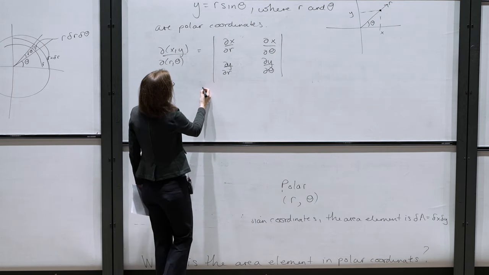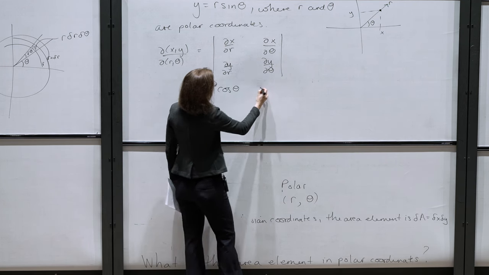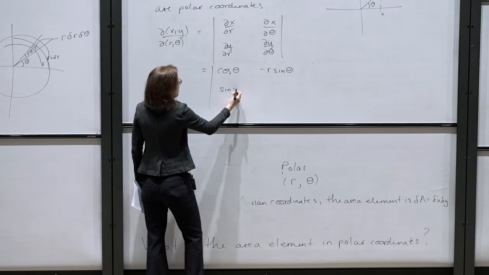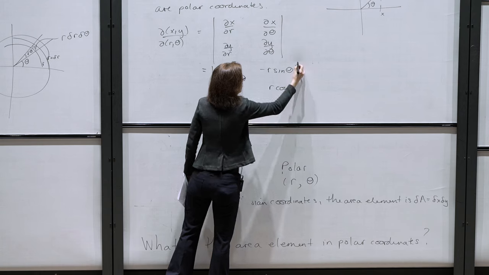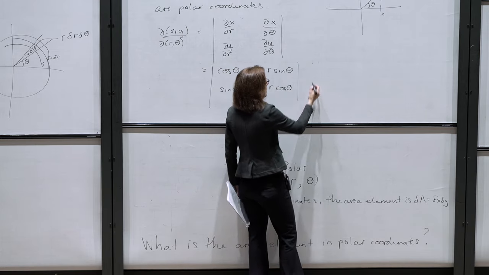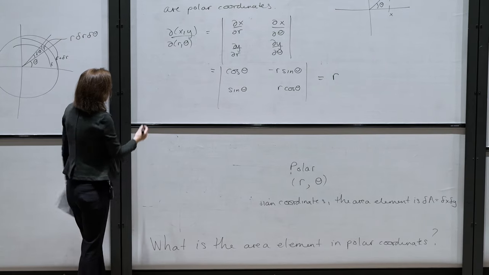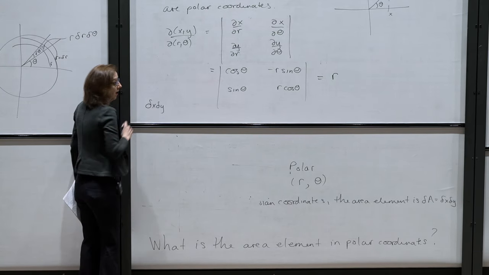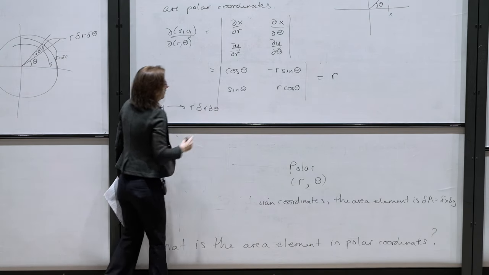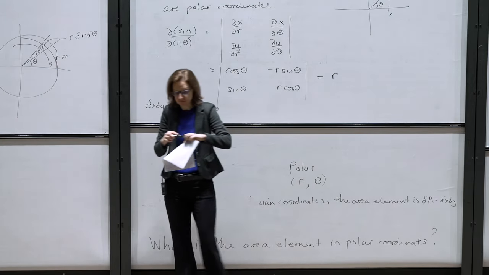And dx/dr is cos theta, dx/d theta is minus r sine theta, dy/dr is just sine theta, and dy/d theta is r cos theta. And then when I take the determinant I get r cos squared theta plus r sine squared theta, so that's just r, which is as you'd expect because we've already seen that dx dy would transform to r dr d theta under this mapping. And here the Jacobian is giving you the r that we saw before.